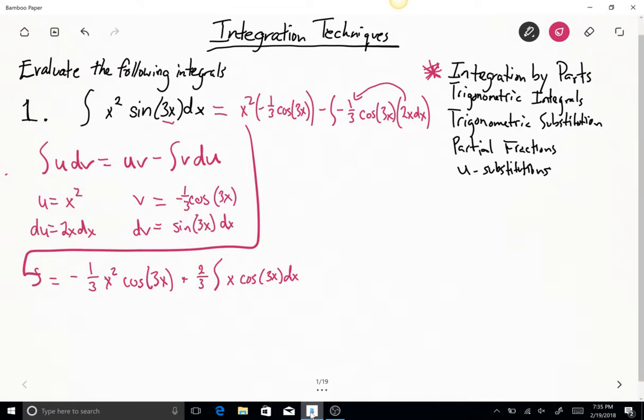So now moving into this integral right here, the 2/3, we'll just multiply the 2/3 times everything.